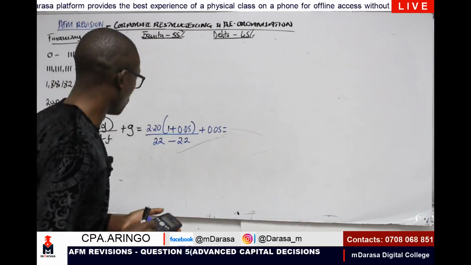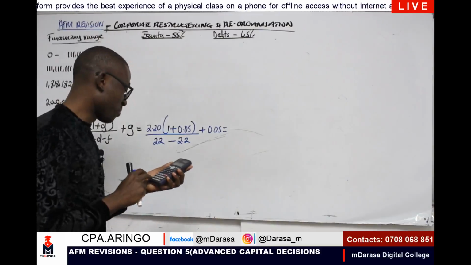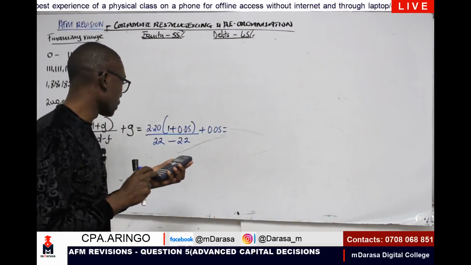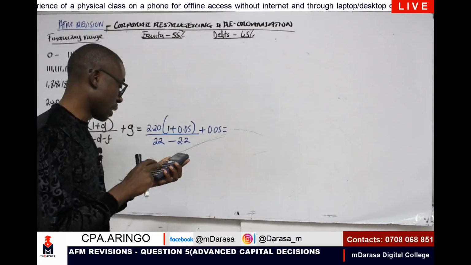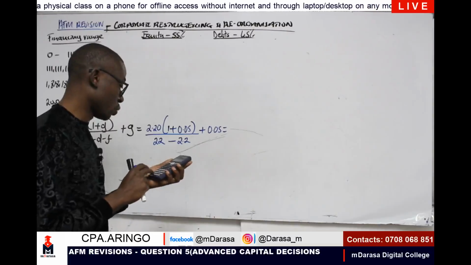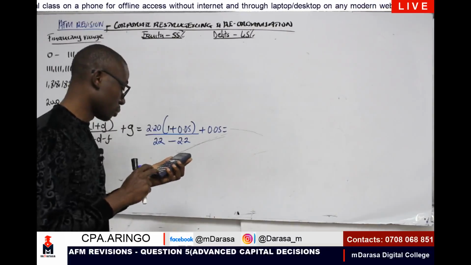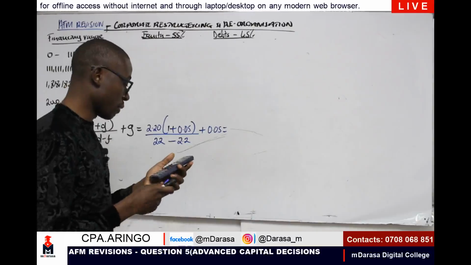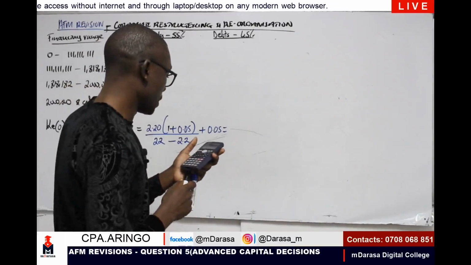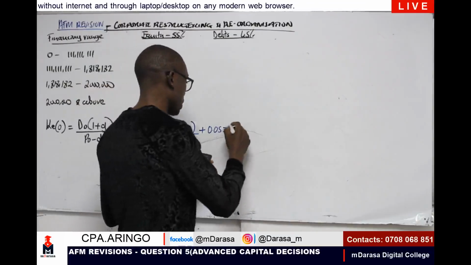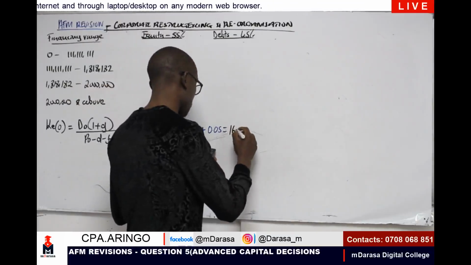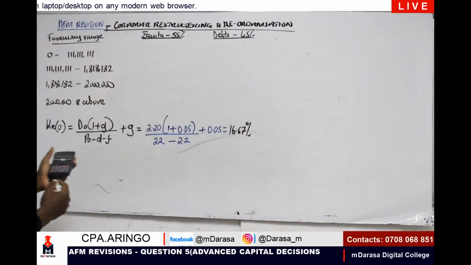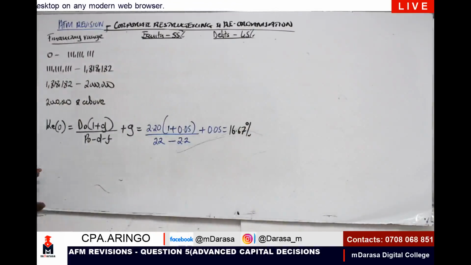On my calculator, if you don't want to give Mwalimu the solution, 1.05 times 2.2, we divide by 22 minus 2.2, plus 0.05. I'm getting a figure of 0.166, so basically that is 16.67%. That is the cost of equity, ordinary shares.